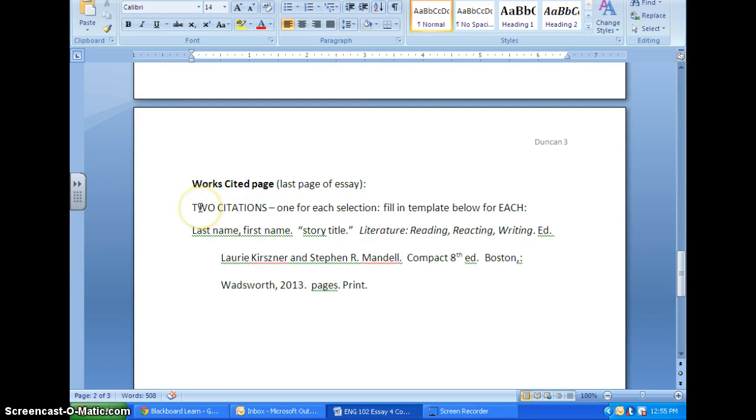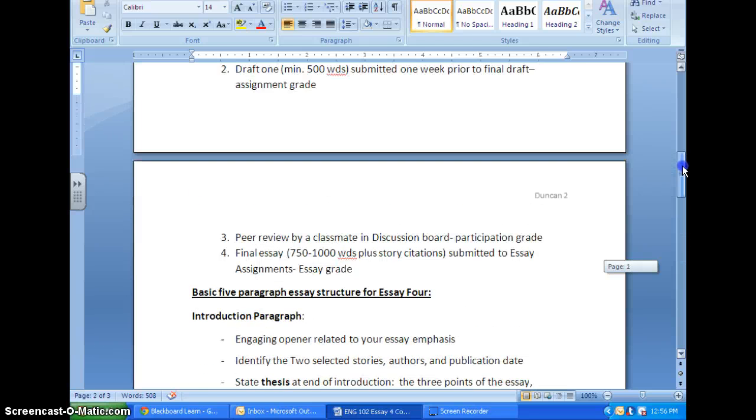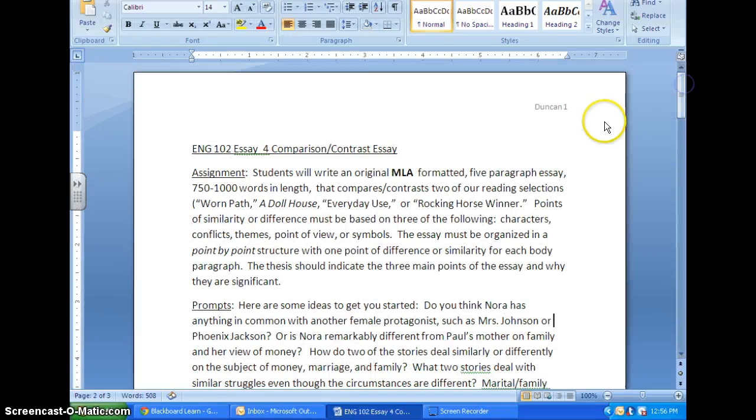But note, this is a 2-story essay. There's going to be 2 citations. If you did Nora and Phoenix, then you're going to have A Dollhouse by Henrik Ibsen, and you're going to have Worn Path by Eudora Welty. You're going to have 2 citations on the works cited page. If you'll go ahead and put those in on your first draft, then I can give you feedback on them. If those are missing, then it just becomes a piece of the draft that's missing, and then I comment on it, saying, hey, where's that?